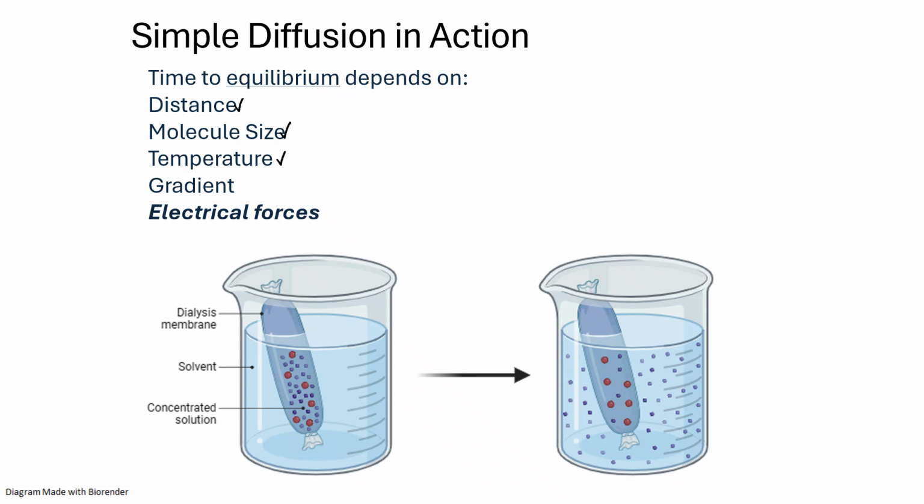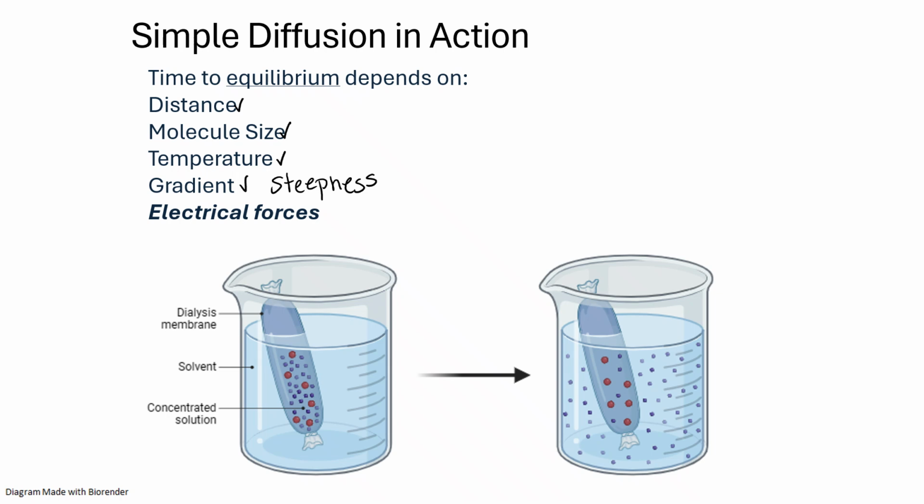There's also something called the steepness of the gradient. And this is the relative difference between the area of high and area of low concentration. If the concentrations are very, very different, it will take a long time for the molecules to move and make a homogeneous mixture. But if the concentrations are relatively similar, it's not going to take a very long time until we create that homogeneous mixture.